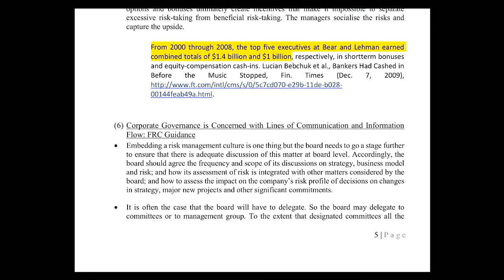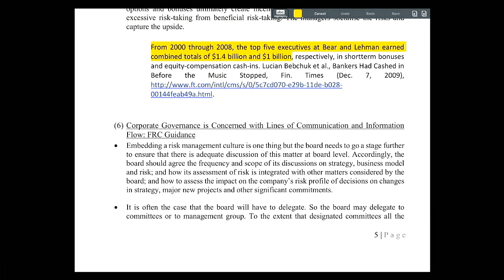Here I talk about lines of communication and information flow. So here we're looking at reporting lines. Even if you have a risk management committee looking into risk and the board not abdicating its role, maybe we should also have a risk management officer or a compliance officer. But who does he report to? If he reports to the CEO, then that's not working, right? So you need to find a way for him to report either directly to the board or to the risk management committee of the board, right?